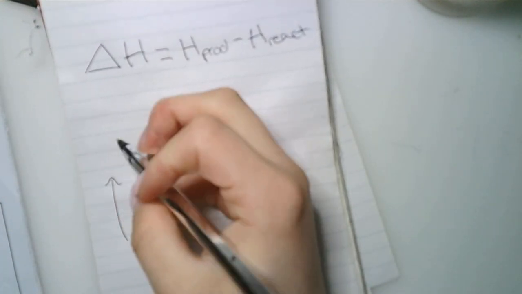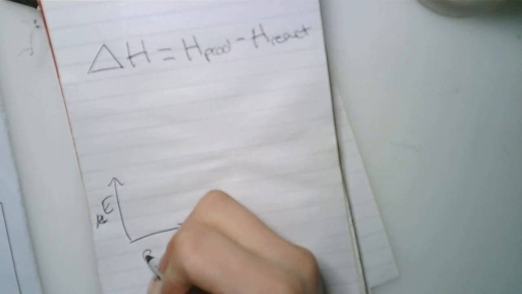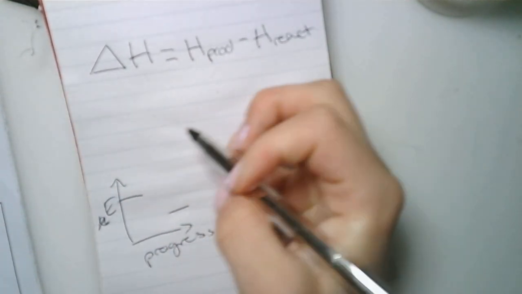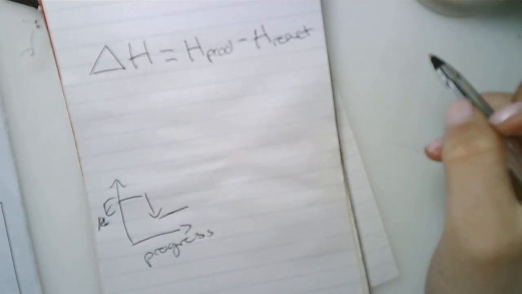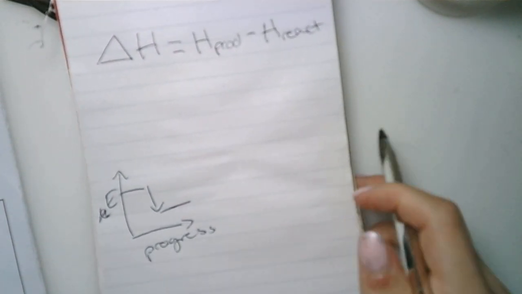In exothermic reactions, the general profile has energy, capital E, and the progress. The reactants have more energy than the products. It goes down because heat is released, and heat is energy, so it's an exothermic change.